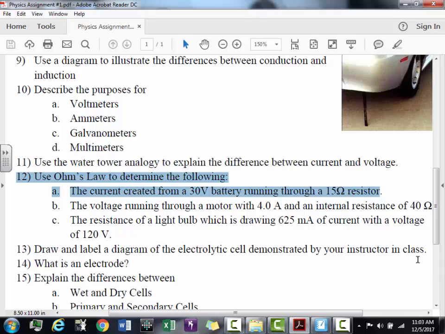So here's the question. Let's say that you have a 30-volt battery and you have a 15-ohm resistor. We want to look for current. I'm actually even doing your assignment for you, so you may as well write this one down. I'm going to do 12A. I'm going to ask for the current that goes through a 30-volt battery if there's a 15-ohm resistor.